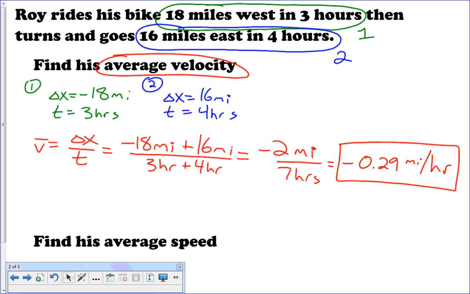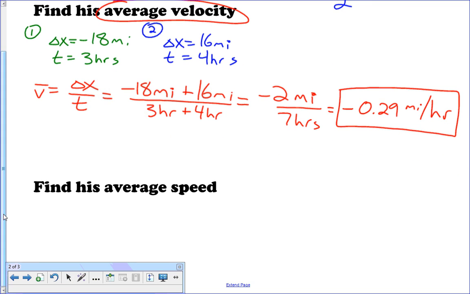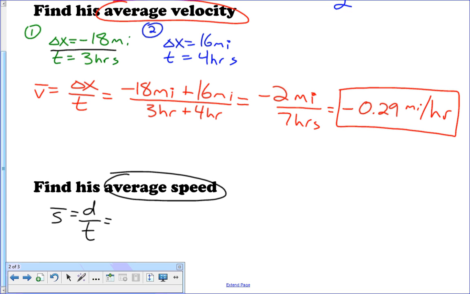Now we've got to find the average speed for the whole trip. Average speed is distance over time. Remember, your distance is the same as your displacement, but without negatives. So for chunk number 1, if my displacement is negative 18, then my distance is positive 18. And for chunk number 2, if my displacement is 16, then my distance is 16.